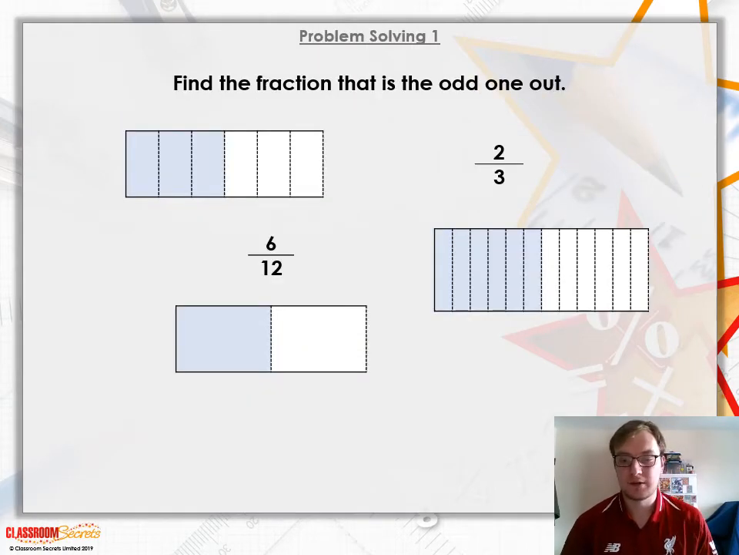And for our next question, it's a problem-solving one, and you need to find the fraction that is the odd one out. First of all, I'd like you to have a go at home, and then I'll explain to you which one is the odd one out.